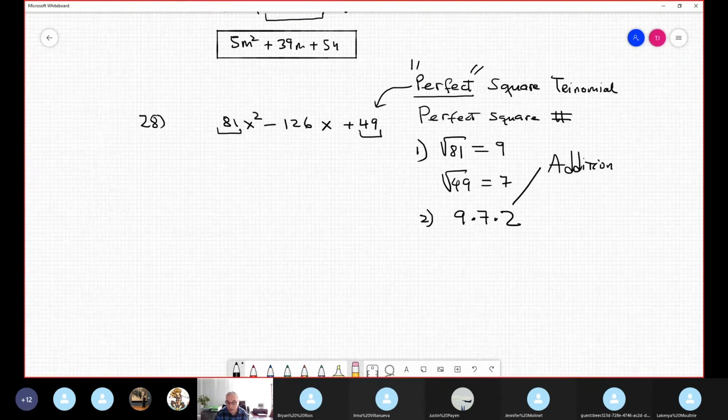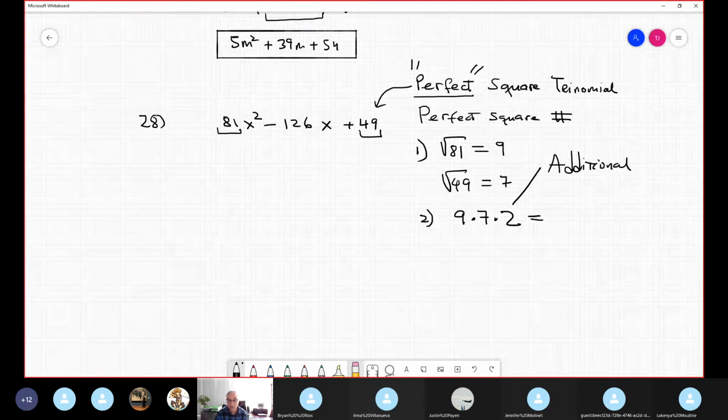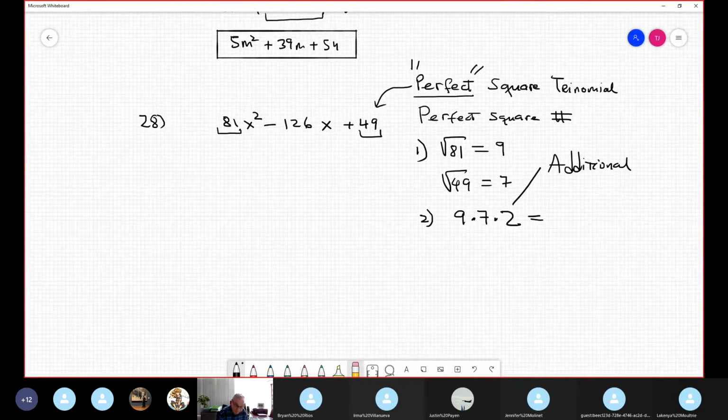I want to explain where these two come from. When you multiply 9 times 7 times 2, the answer is exactly 126. It's exactly the same, and it's the confirmation that this trinomial is a perfect square.